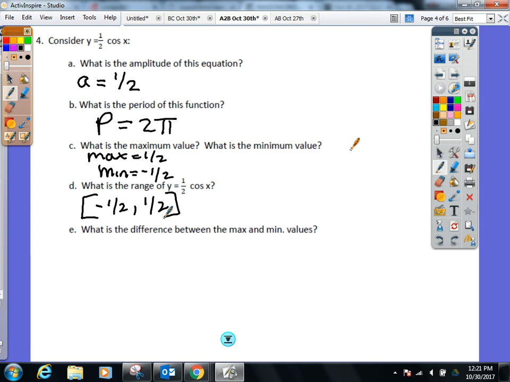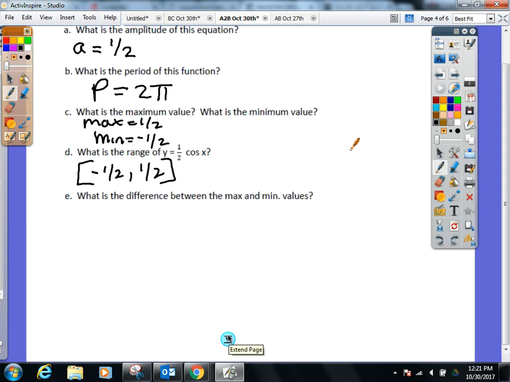Okay, Patrick, ready? Difference between the max and the min values. You can count them on your graph. Or what is the minimum again, Patrick? The max, positive 1 half, minus the minimum, which was, go ahead. Negative 1 half. So the difference between the two is 1 unit. Yep. And again, we could have counted that on the graph, the difference between the max and the min.